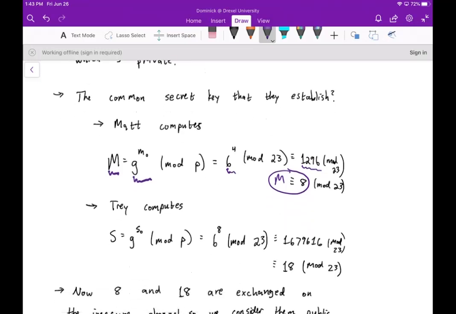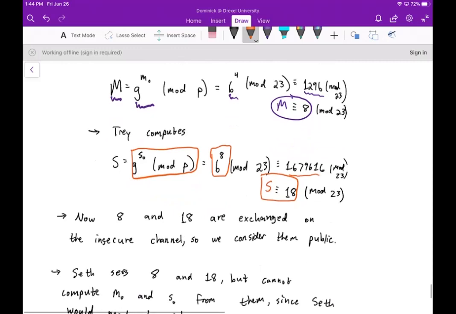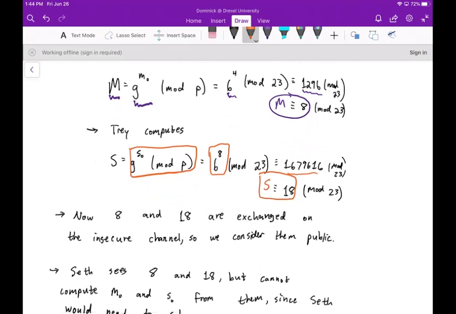And then Trey does something similar. He takes g and instead raises it to the s sub 0, which is the number that he found. So this is 6 to the 8, right? So then we get 1,679,616, which once you divide it by 23 will give you a remainder of 18. Okay. Now 8 and 18 would then be exchanged on the insecure channel, and we now consider them public, right? Because they were transferred along the insecure channel.